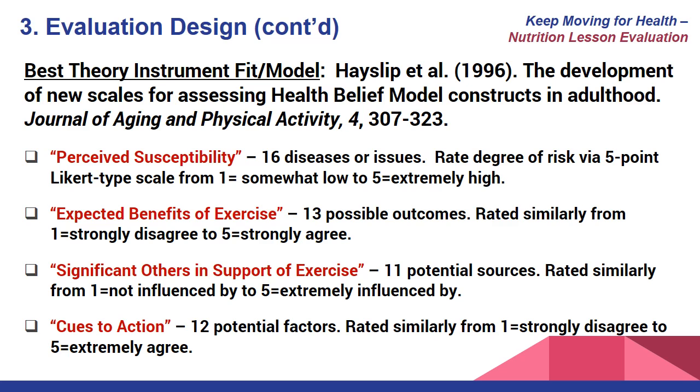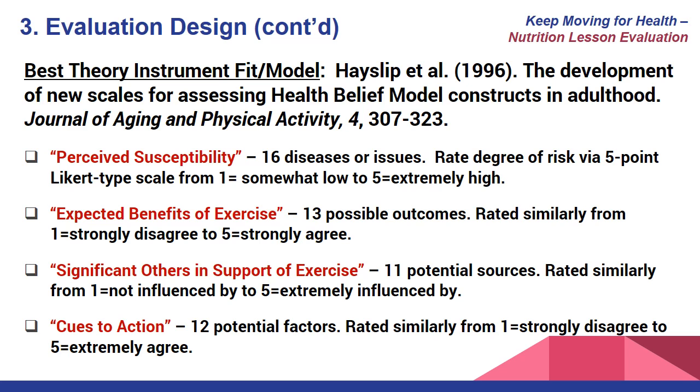65 plus. And the constructs that they covered, scales for included perceived susceptibility, expected benefits of exercise, significant others in support of exercise, and cues to action. So all of these should be familiar. Out of each of these constructs, they had a variety and number of questions that they created. Again, a combination of positive, negative, and they rated each of these on a 5-point Likert type scale.